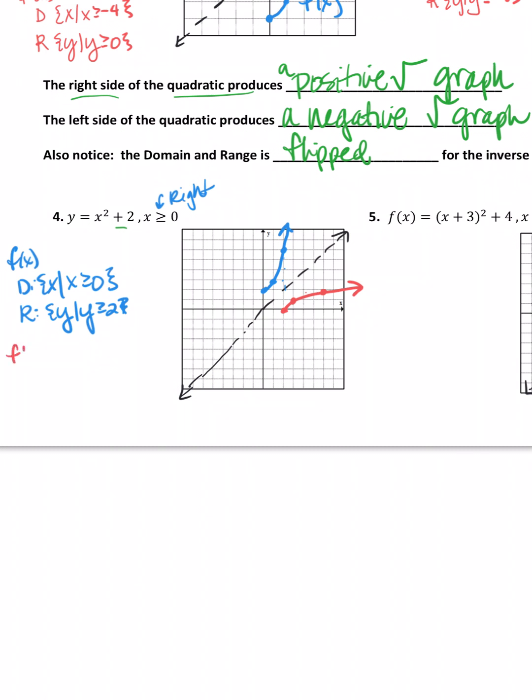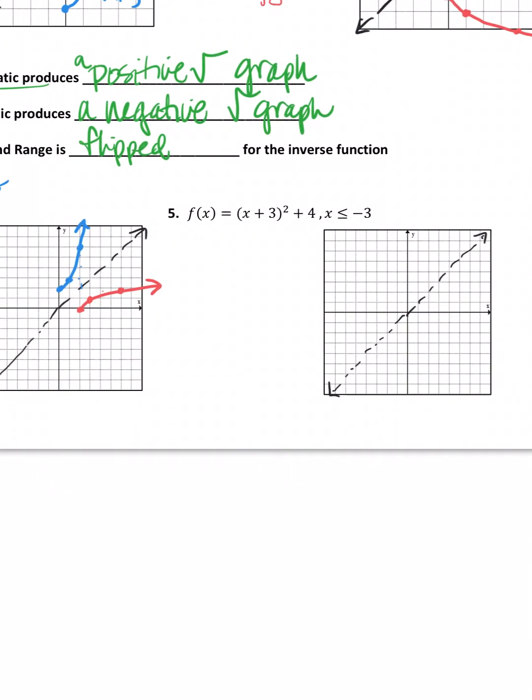So in our inverse function, all right, on our domain, we're going to say x such that x is greater than or equal to 2. It should match the range of the original, and does it? It sure does. So the range of my inverse should be 0 and above, and it is visually. So there you go. That's what you're going to do.